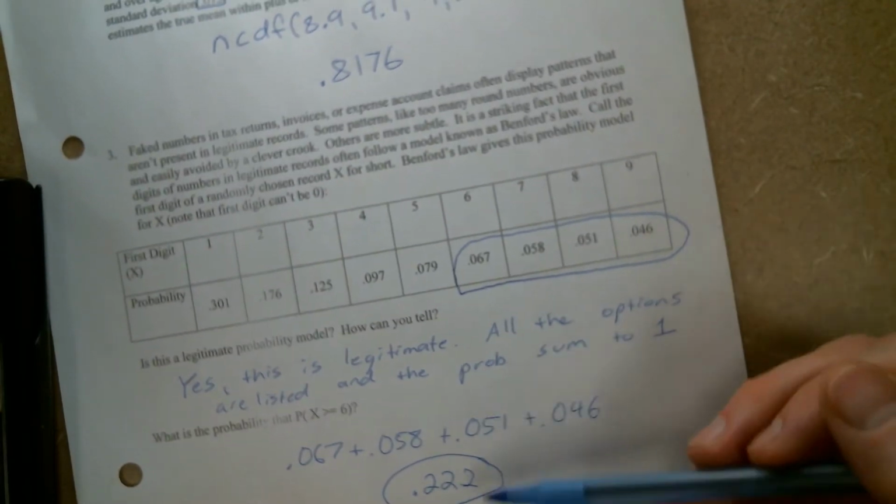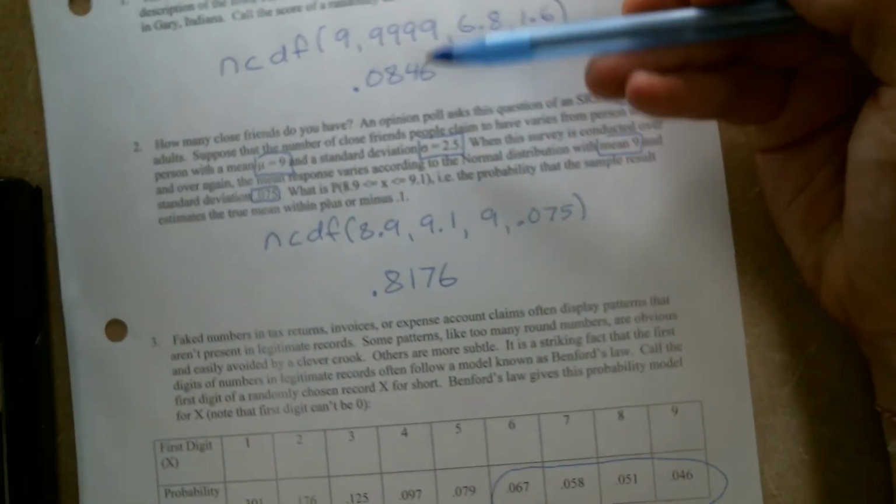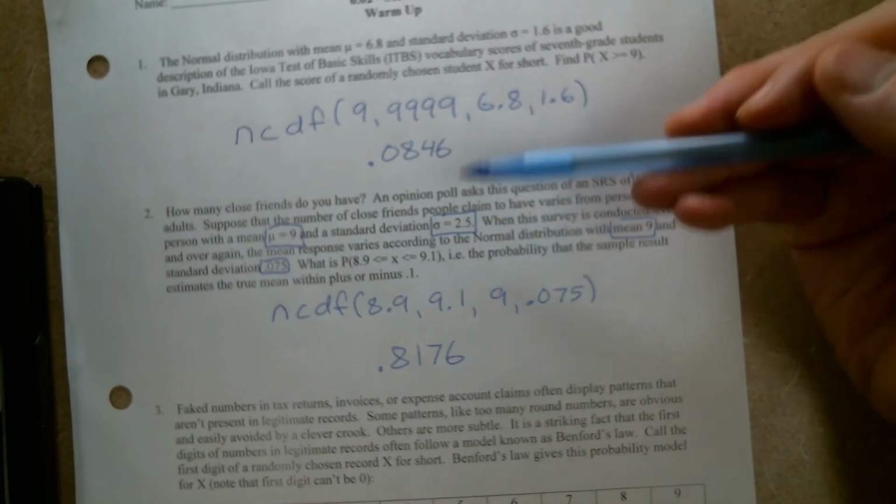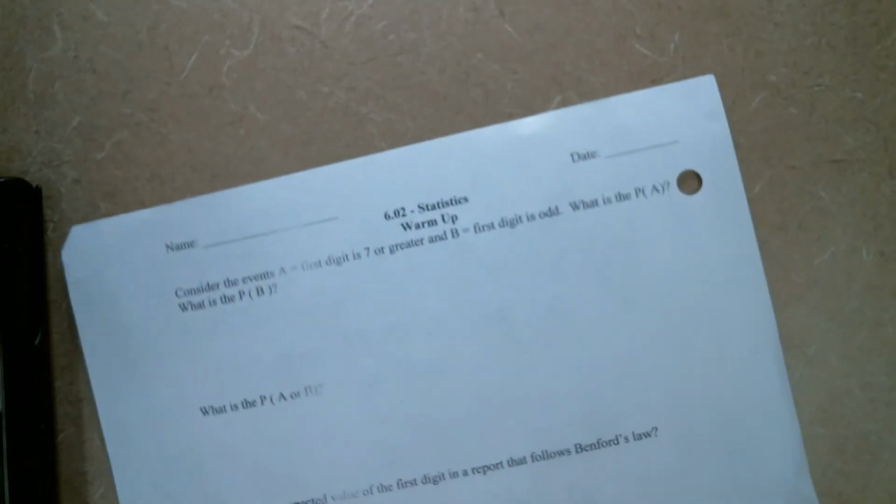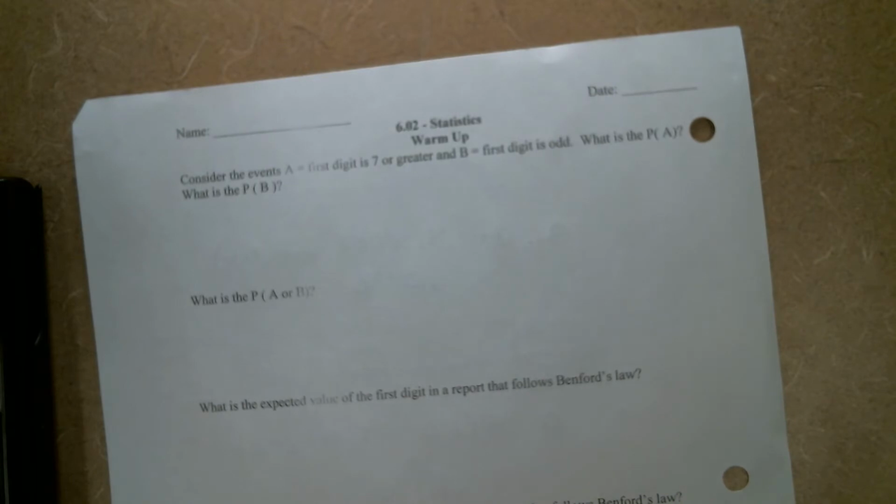All right, it's the difference between the discrete situations and the normal distribution or continuous situations that we had up here. Consider the events A, the first digit is 7 or greater, and B, the first digit is odd. What is the probability of A? What is the probability of B?